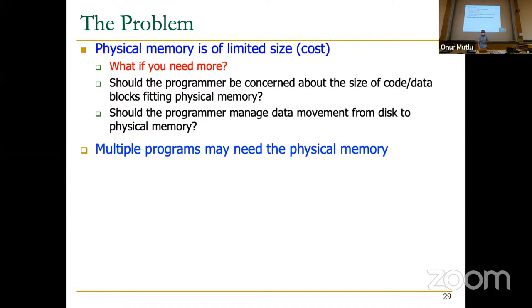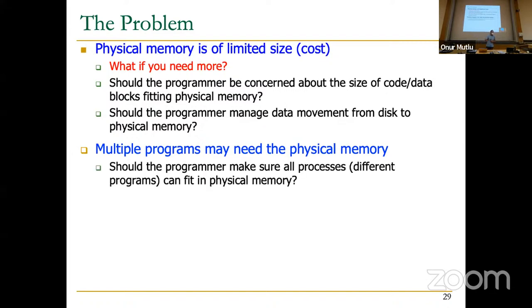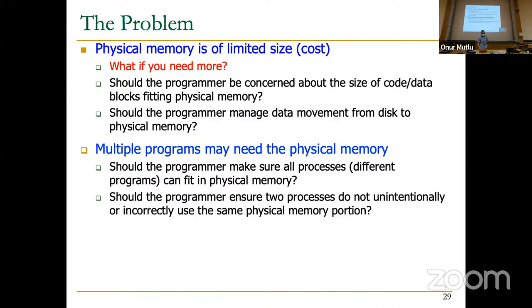Multiple programs may also need the physical memory because we're talking about multiple programs running concurrently, especially concurrent execution of multiple programs becomes a problem. Then this question is actually even harder. Should the programmer make sure all different programs can fit in physical memory? Now, this is something unreasonable to expect from the programmer, right? You're programming your compiler, they're programming their game, and they're running together. How do you coordinate, right? That doesn't work. So you really need some system support to enable multi-programming. And this is one of the major reasons why virtual memory was developed, to have that indirection layer such that everybody can play nicely on the same processor, let's say.